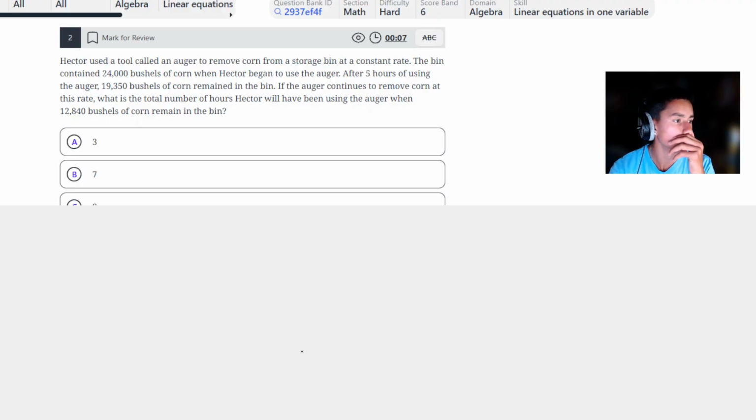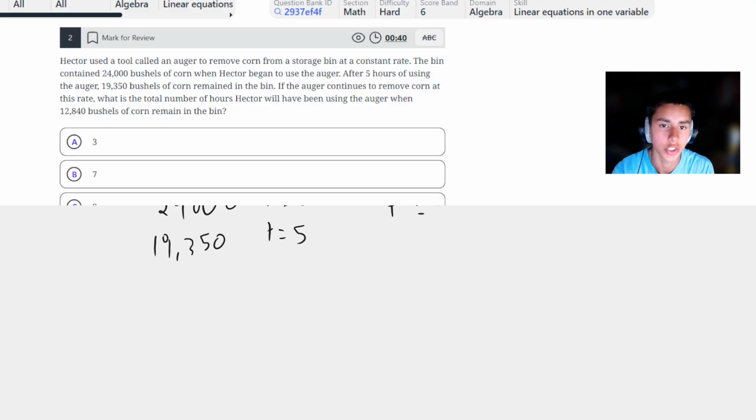Hector used a tool called an auger to remove corn from a storage bin at a constant rate. The bin contained, okay, so the initial value was 24,000 bushels of corn at time equals 0 because no time passed. And now after 5 hours, so time equals 5, there are 19,350. The auger continues to remove corn at this rate. What is the number of hours Hector will have been using it when, okay, so at time equals question, there are 12,840. That's what our setup is looking like.